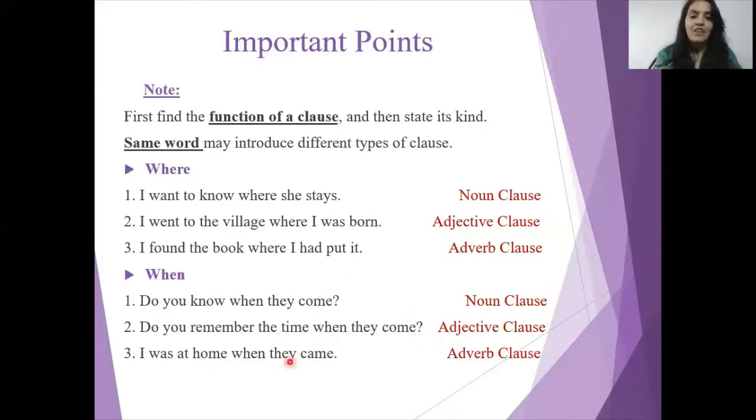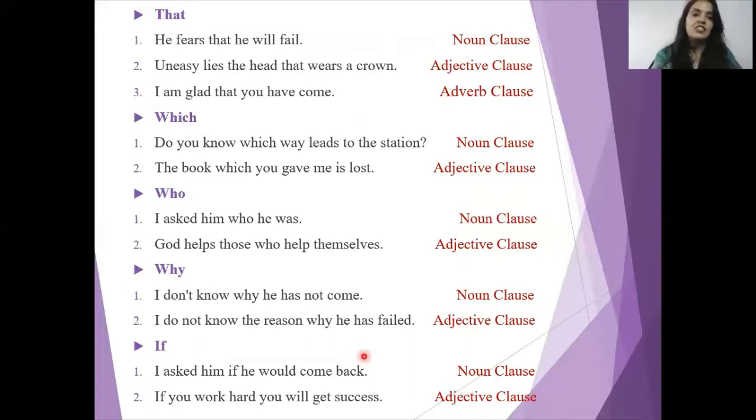Next one. I was at home when they come. Here, "I was at home" is the principal clause. "When they come" is the subordinate clause. And yes, of course, "when they come" is telling the adverb of time. If "when" is given, it is an adverb of time. So it means it is an adverb clause. Now let's see some more examples where we can also use these in all three.